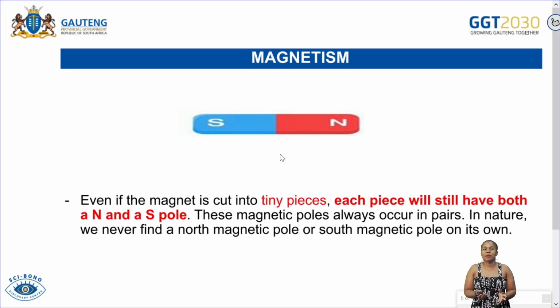Now, these magnetic poles always occur in pairs in nature. We never find a north pole just roaming around on its own or a south pole roaming around on its own. So they always go in pairs.